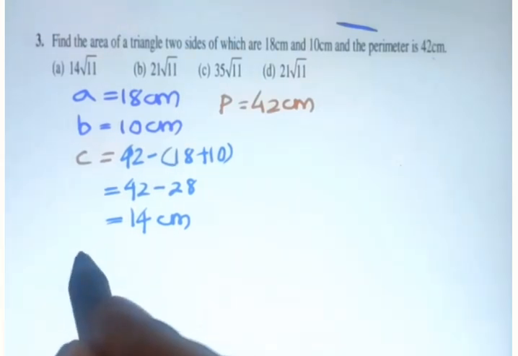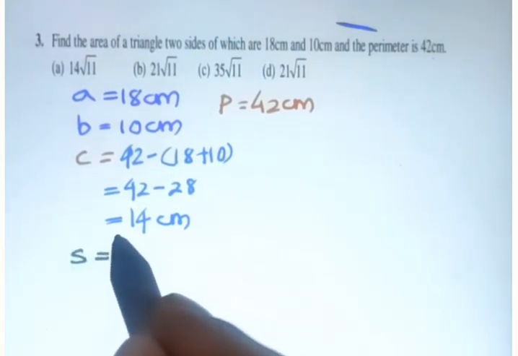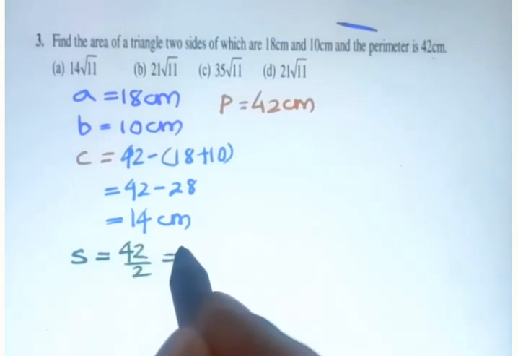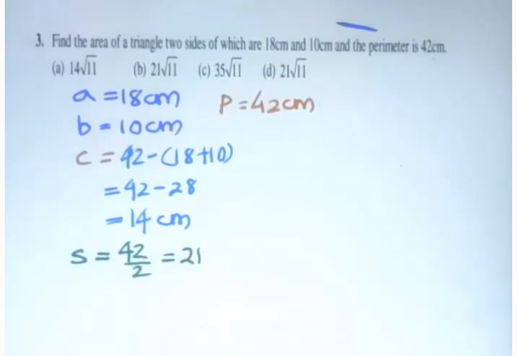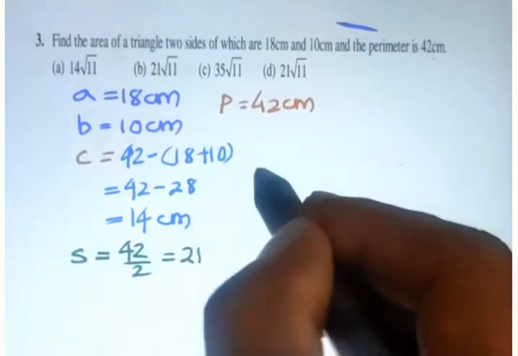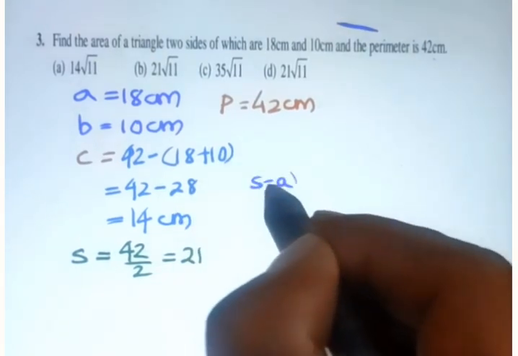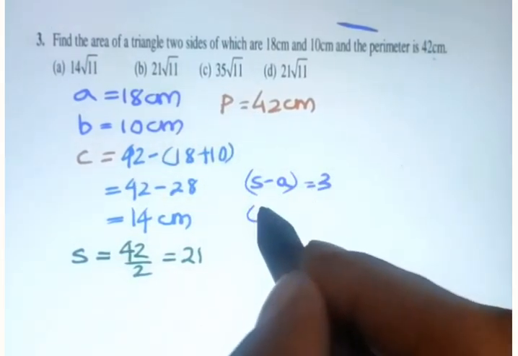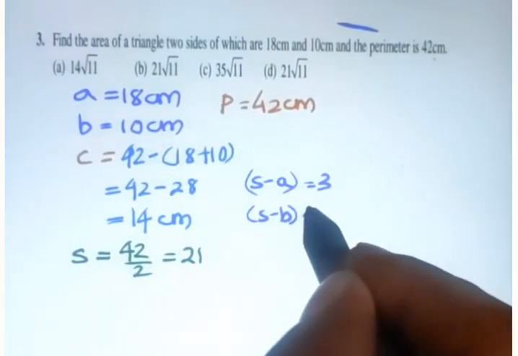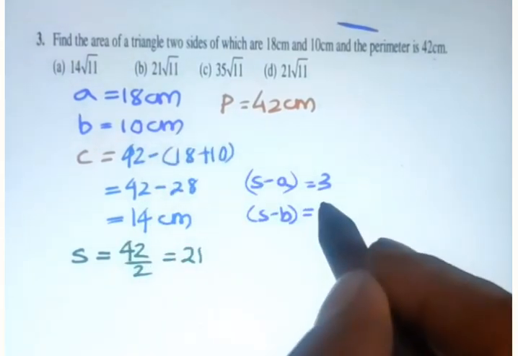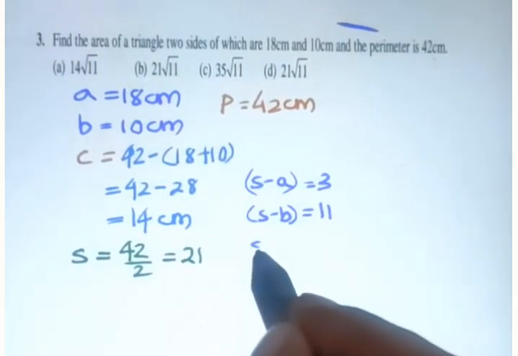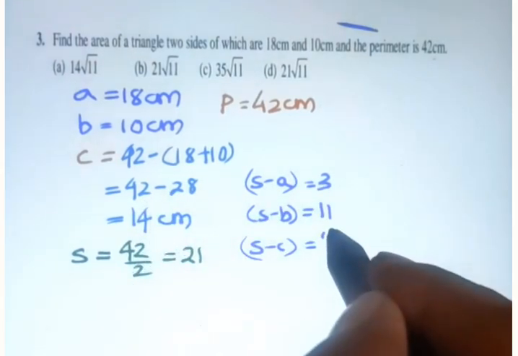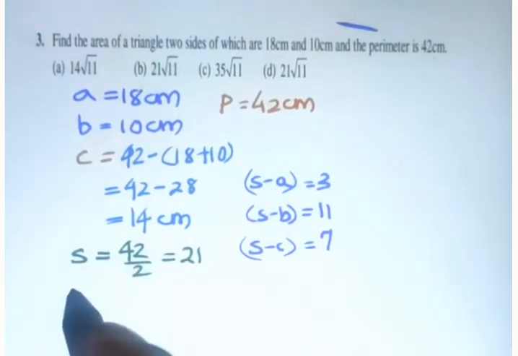Let's apply the Heron's formula. Again, we will find out the S at first. S is semi-perimeter, that is 42 upon 2, which is equal to 21. Let's write down the value of S minus A. This will be 21 minus 18 will be 3. S minus B, that is 21 minus 10, which will be equal to 11. And S minus C, 21 minus 14, which will be equal to 7.